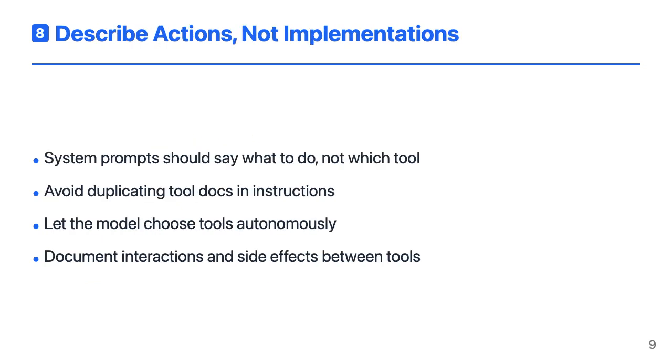When you instruct an agent, focus on the action, not the specific tool. Instead of telling the model, "use the create bug tool," say, "create a bug describing the issue." The tool's own documentation already explains how it should be used. Repeating or overriding that in the system prompt can create conflicts and confusion. Give the model room to plan and choose tools autonomously. The one place to be explicit is when tools interact. For example, if fetch web page stores content in a file that another tool reads, document that relationship clearly.